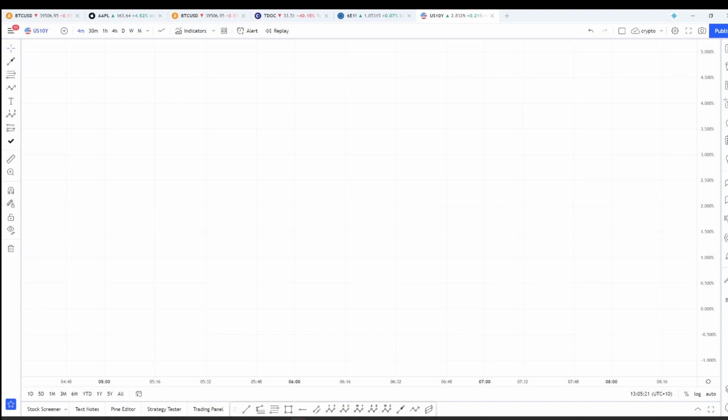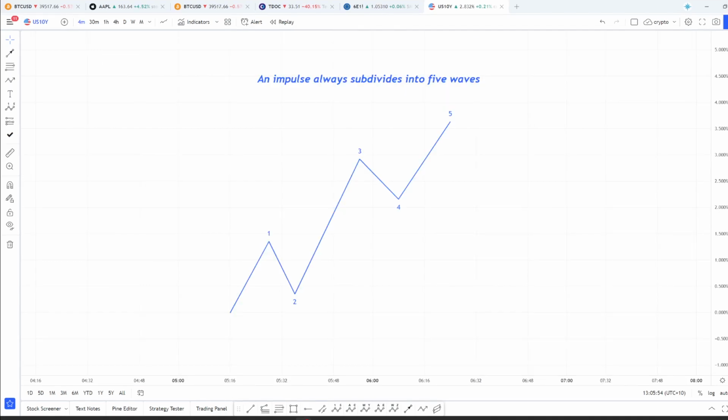So let's run through those rules and see what they mean. Rule 1 states that an impulse will always subdivide into 5 waves, as we have seen in previous examples. If the internal structure is not in 5 waves, the larger structure is not an impulse.